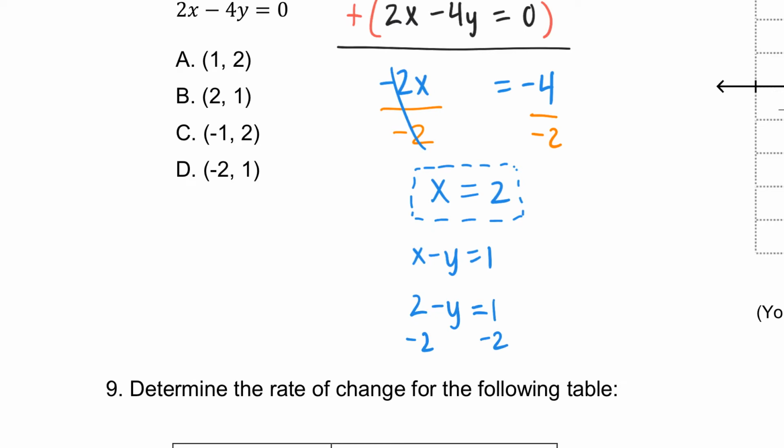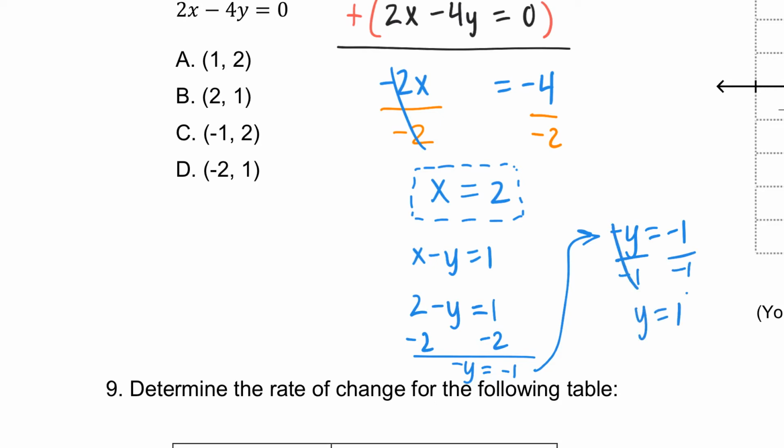If you subtract 2 from both sides, you'll get that negative y is equal to negative 1. So if negative y is equal to negative 1, and you divide by negative 1 on both sides to get rid of the negative there, you'll get y is equal to positive 1. Okay, so y is equal to positive 1, x is equal to 2. That is going to be answer choice B there.